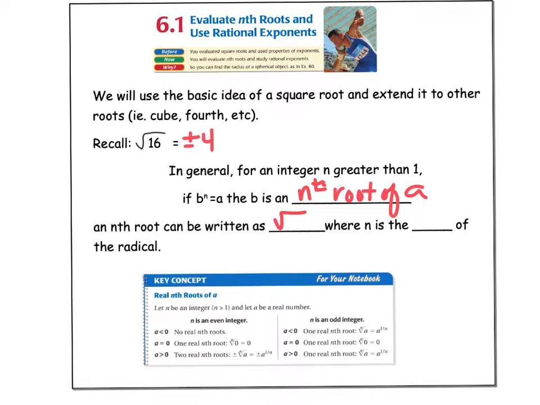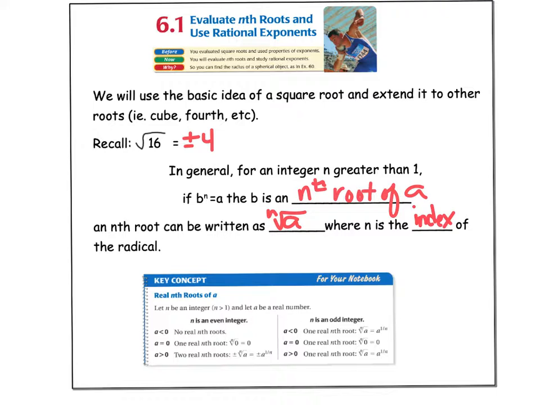An nth root can be written as this funny symbol here. So we're used to the square root symbol with a letter a underneath it. But now instead of just leaving the radical, we need to put a little number there to indicate it's not a square root, but maybe a cube root or a fourth root. Okay, so an nth root can be written as I just wrote there, where n is the index of the radical. So that's just a vocabulary word you'll hear from time to time. That is the index of the radical.